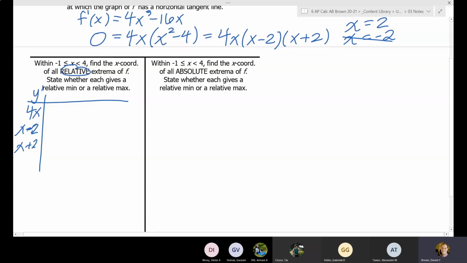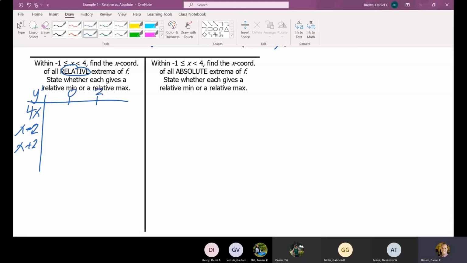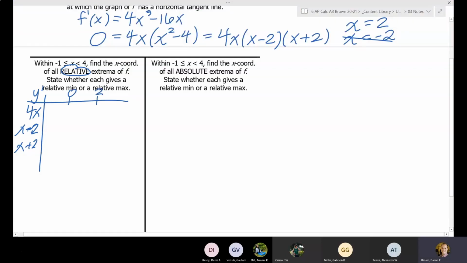And again, I tossed out that -2, so my only critical points are 0 and 2. And then I can figure out where those are positive and where those are negative. Well, 4x is going to be negative when you are less than 0, positive when you're greater than 0. x minus 2 is negative when you're less than 2, and then positive when you are greater than 2. x plus 2, on the interval that we're looking at, is always going to be positive.